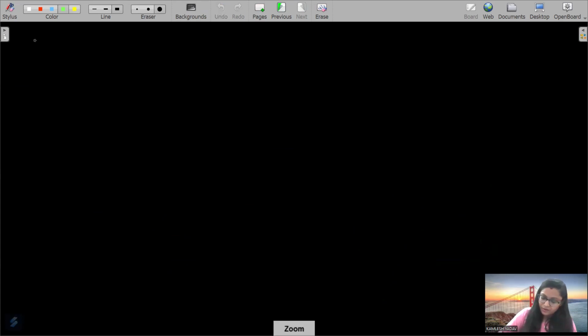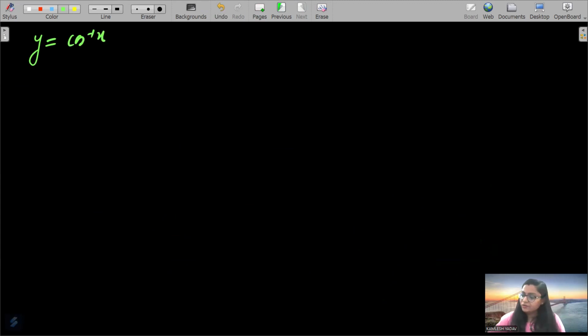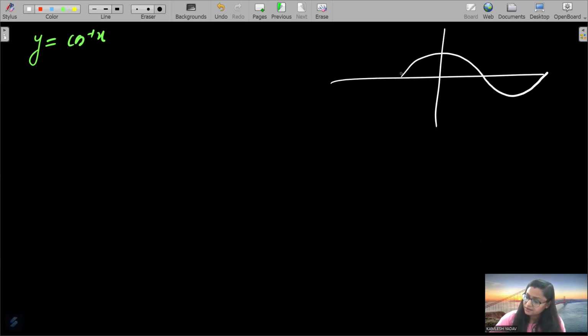Then we go for the next graph, y = cos inverse x. We have an idea of the graph of cos x, and we know it looks like that, with points pi/2, pi, 3pi/2 and so on, and on the other side -pi/2, -pi, -3pi/2 and so on.